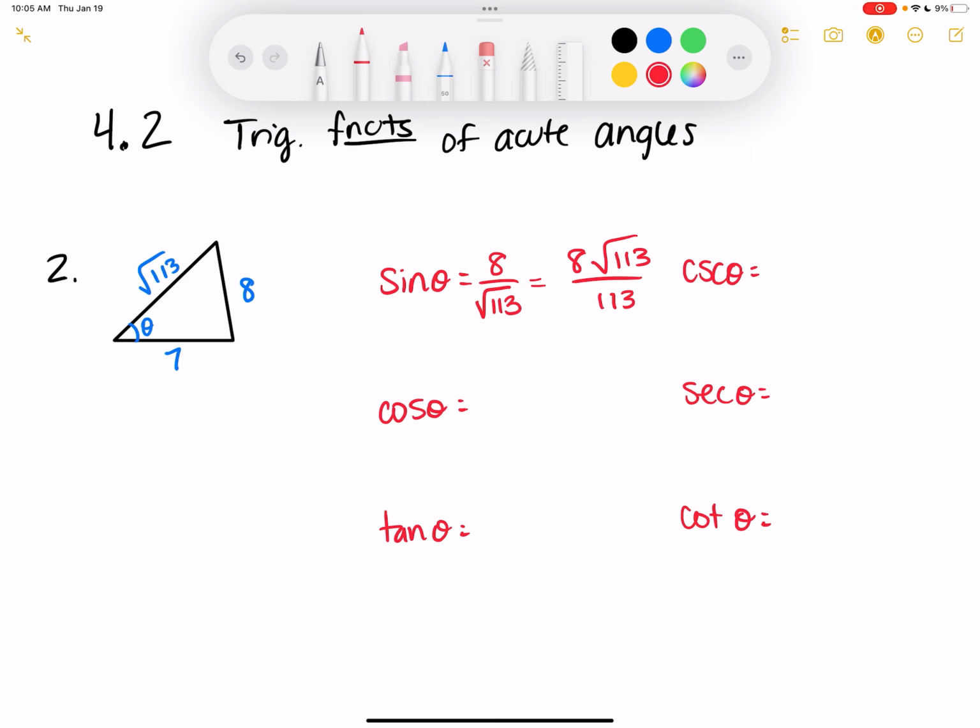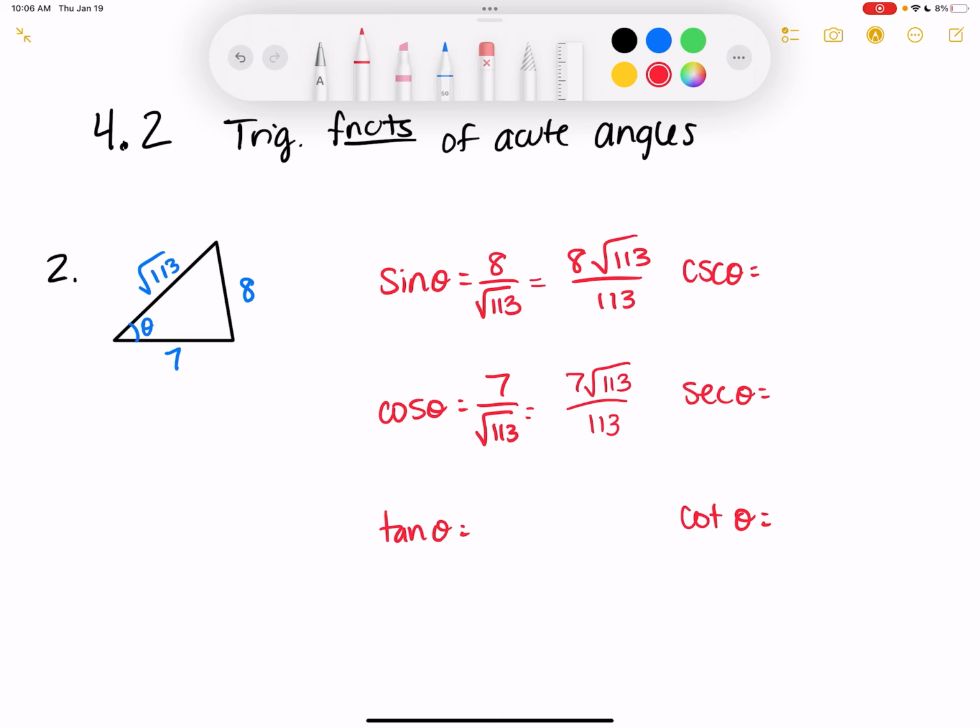Cosine of theta. 7 over square root of 113. Can't have a square root on the bottom, so 7 root 113 over 113. And I don't know if any of this can reduce, but if it can, you're more than welcome to, but a lot of times I don't. Unless it's like 9 over 6 or something, I'm not going to reduce it.